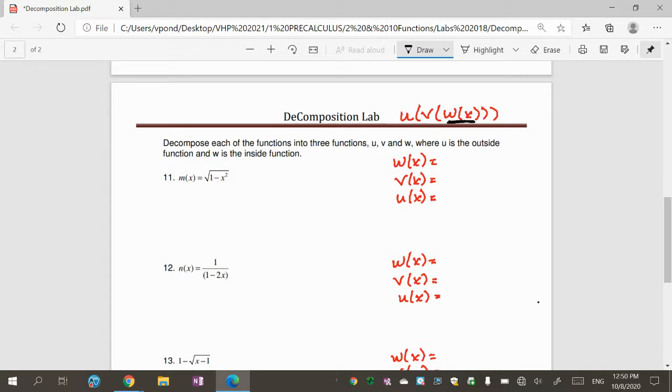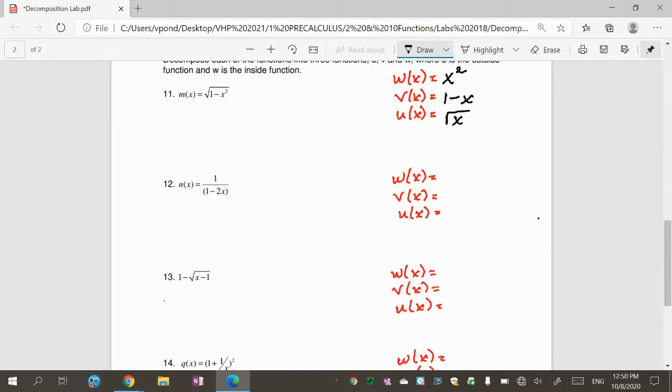All right. So here I've got to start really small because there's a middle. So I'm going to do my inside function is x squared. My middle would be 1 minus x. My outside would be radical x because I'd put the x squared in the x spot. That would give me the 1 minus x squared. And then I'd throw that in the radical and that would give me my function.